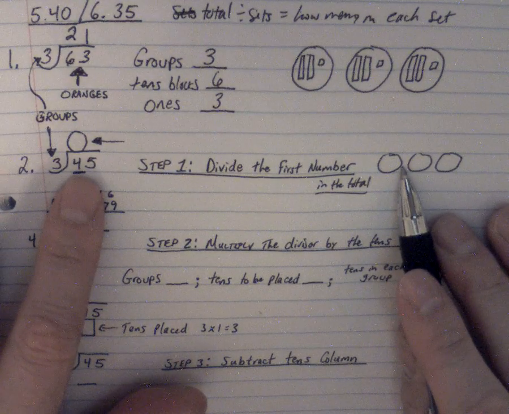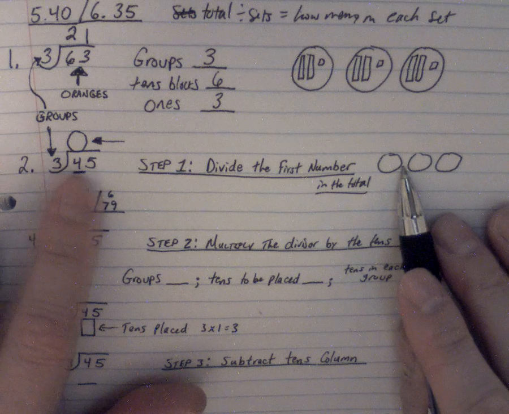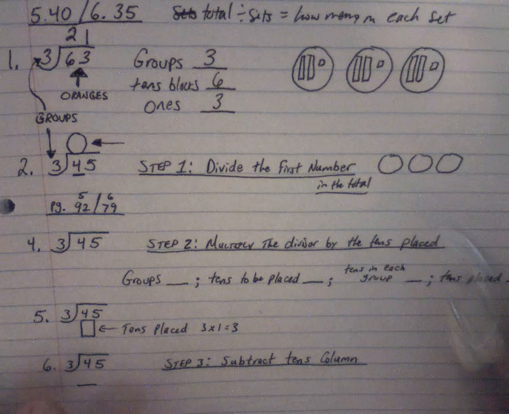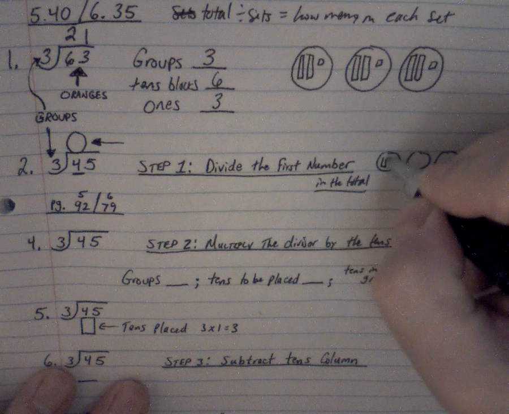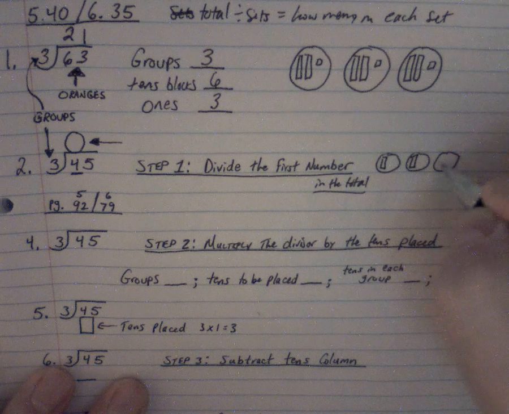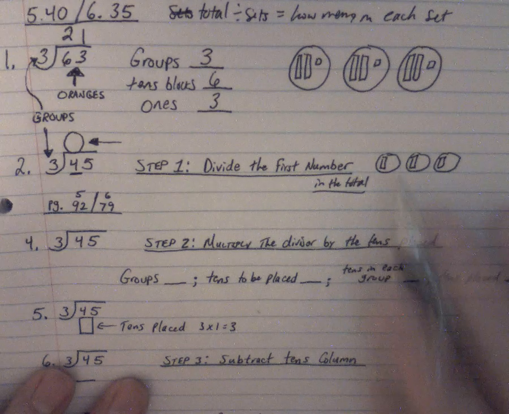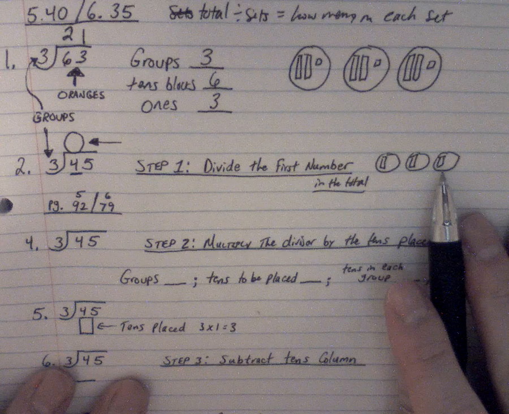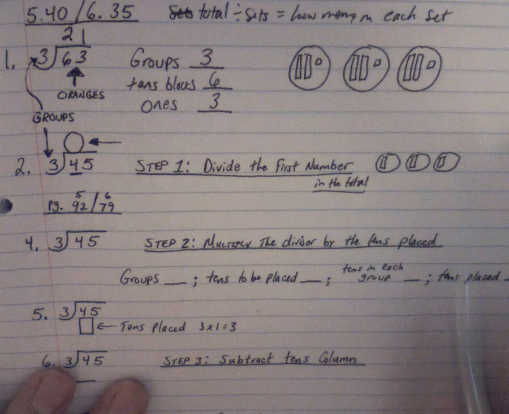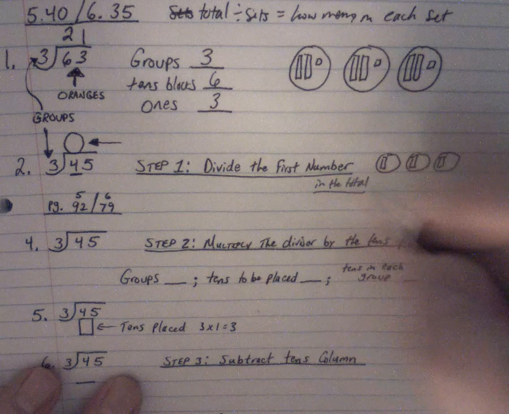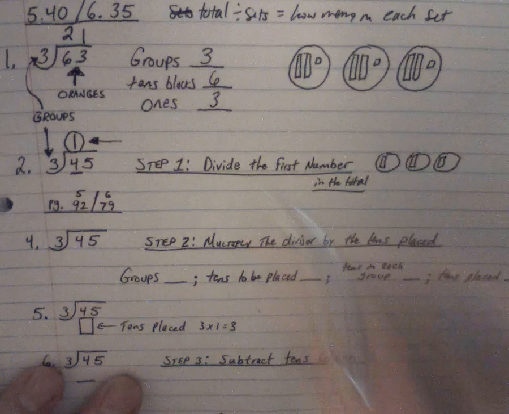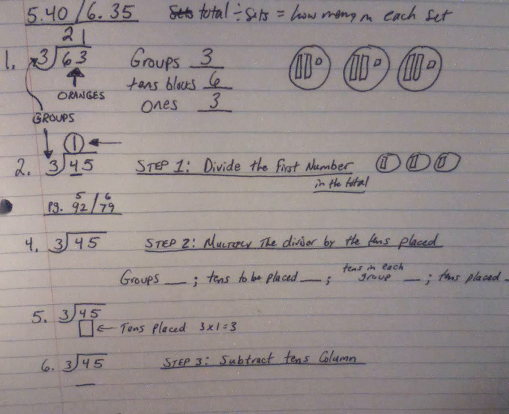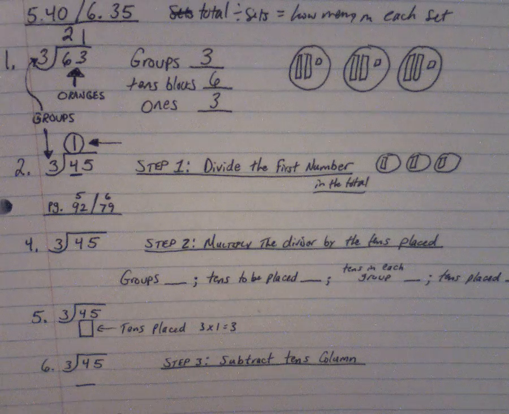How many tens blocks do I have? I have 4. I need to place them into 3 groups. Let's do that. 1, 2. I know I can't go any further because it has to be equal. Okay, so therefore, step 1, divide the first number in the total. I put 1 in each group. That's it. That's step number 1.